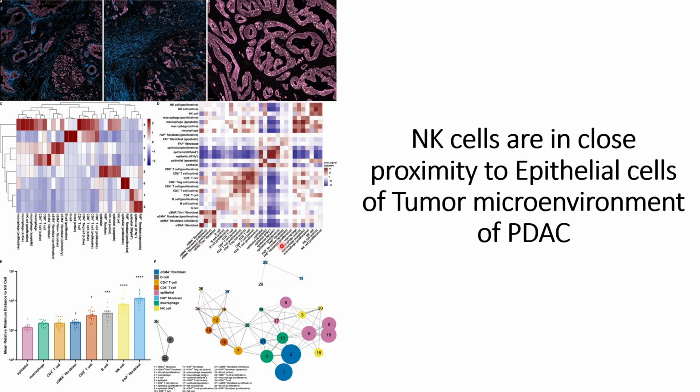So all this together indicates that NK cells are in close proximity to the epithelial cells in the tumor microenvironment of the PDAC. And all these analyses were done from patients who are affected with pancreatic adenocarcinoma. So I hope you understood how they validated this, or how they came to this point that NK cells are in close proximity to the epithelial cells of the tumor microenvironment.